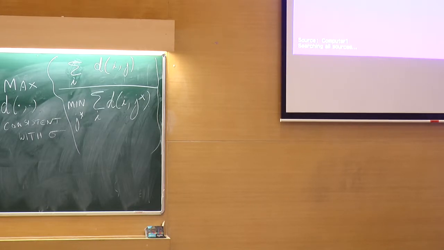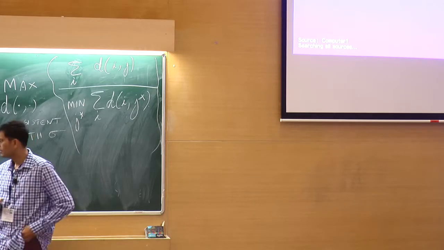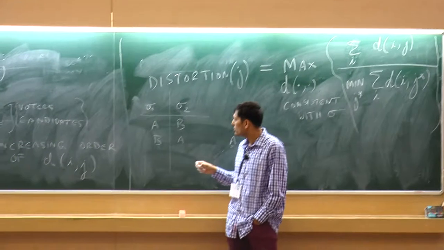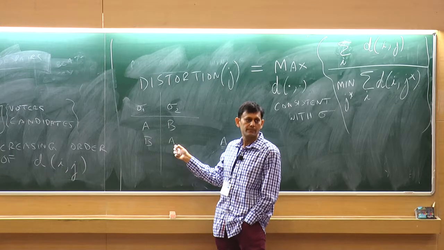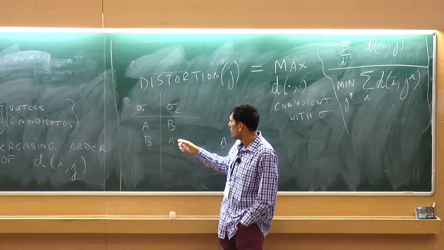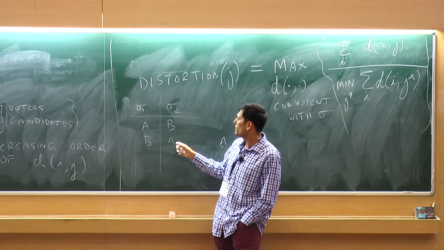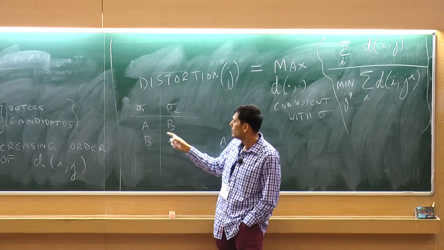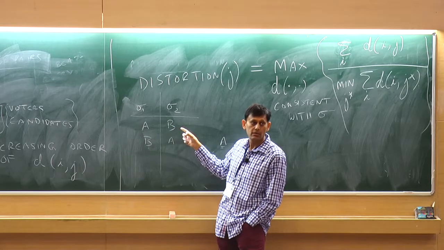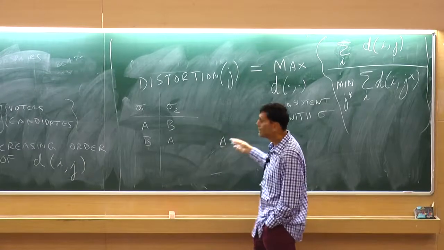Without loss of generality, we could pick one. Just by symmetry, they're both going to have the same distortion. So let's pick A as the winner. Can the distortion be arbitrary? Could it be that A is very, very far away from sigma 2, but A and B are very close to sigma 1, and so the distortion could be very large? Let's see how large the distortion could be.